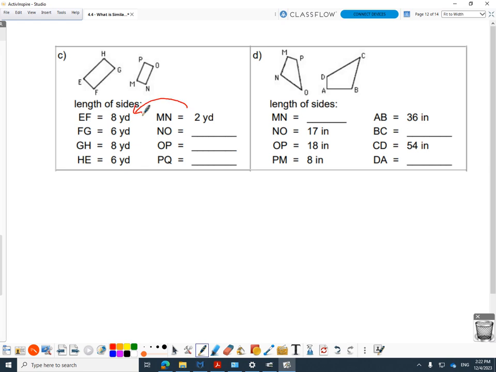4. How do you get that in your calculator? Let's say somebody didn't know. You just do 8 divided by 2, okay? So if these numbers are weird, you can always get the multiplier by dividing. Always.